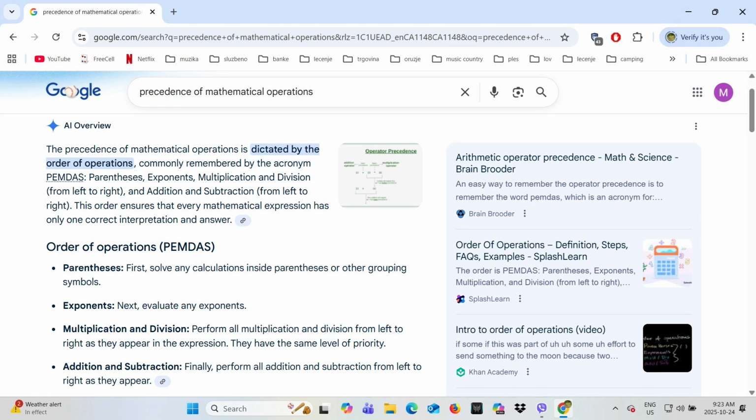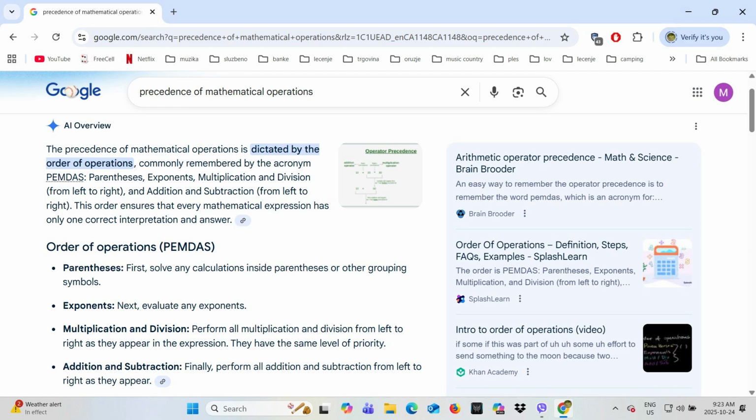Order of operations, PEMDAS. Parentheses: first, solve any calculations inside parentheses or other grouping symbols. Exponents: next, evaluate any exponents. Multiplication and division: perform all multiplication and division from left to right as they appear in the expression. They have the same level of priority. Addition and subtraction: finally, perform all addition and subtraction from left to right as they appear.